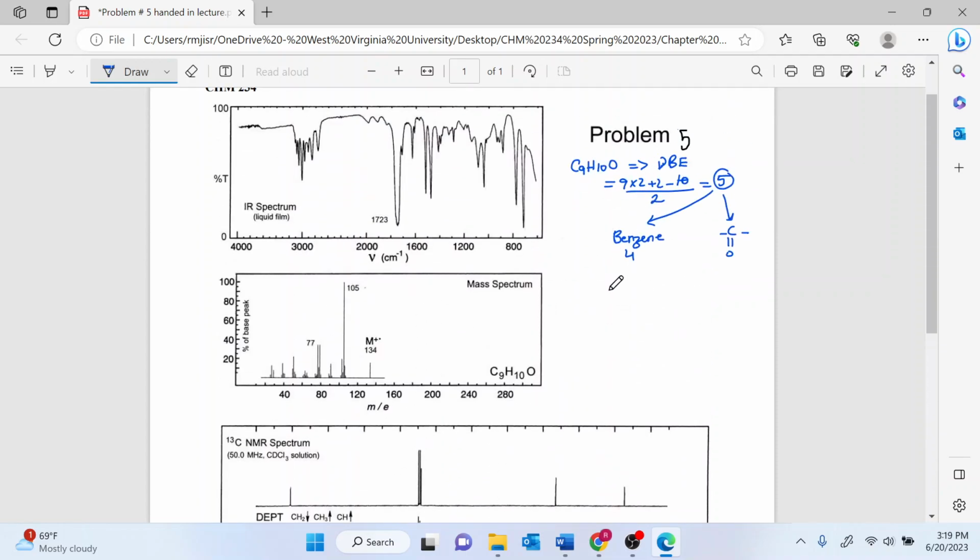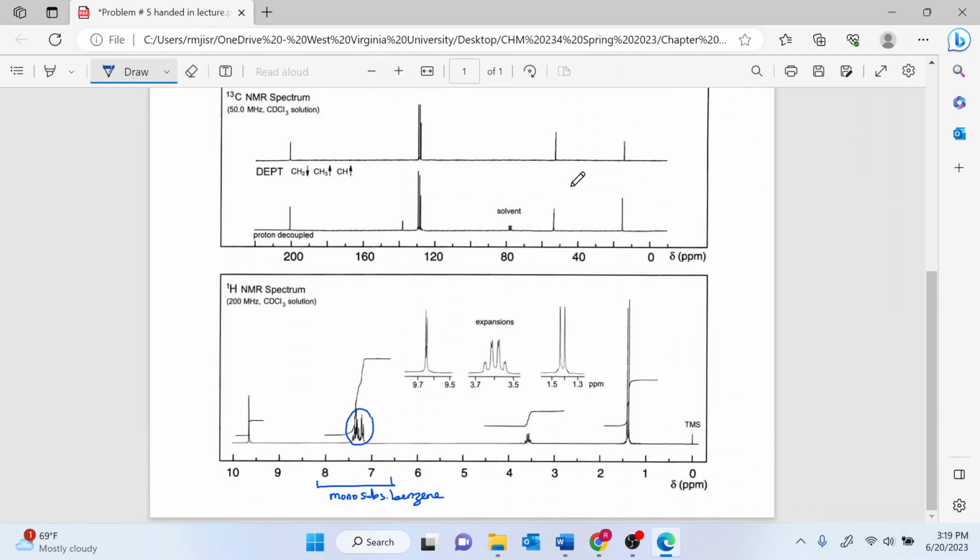Get your DBE, and then immediately after your DBE, I want you to go directly to your proton NMR spectra and start analyzing your proton NMR spectra. Now, I know that the region between 9 and 10 is specifically for aldehyde. So this means over here that I have a carbonyl and a hydrogen. So that is for the aldehyde region. And the aldehyde has 1 hydrogen.